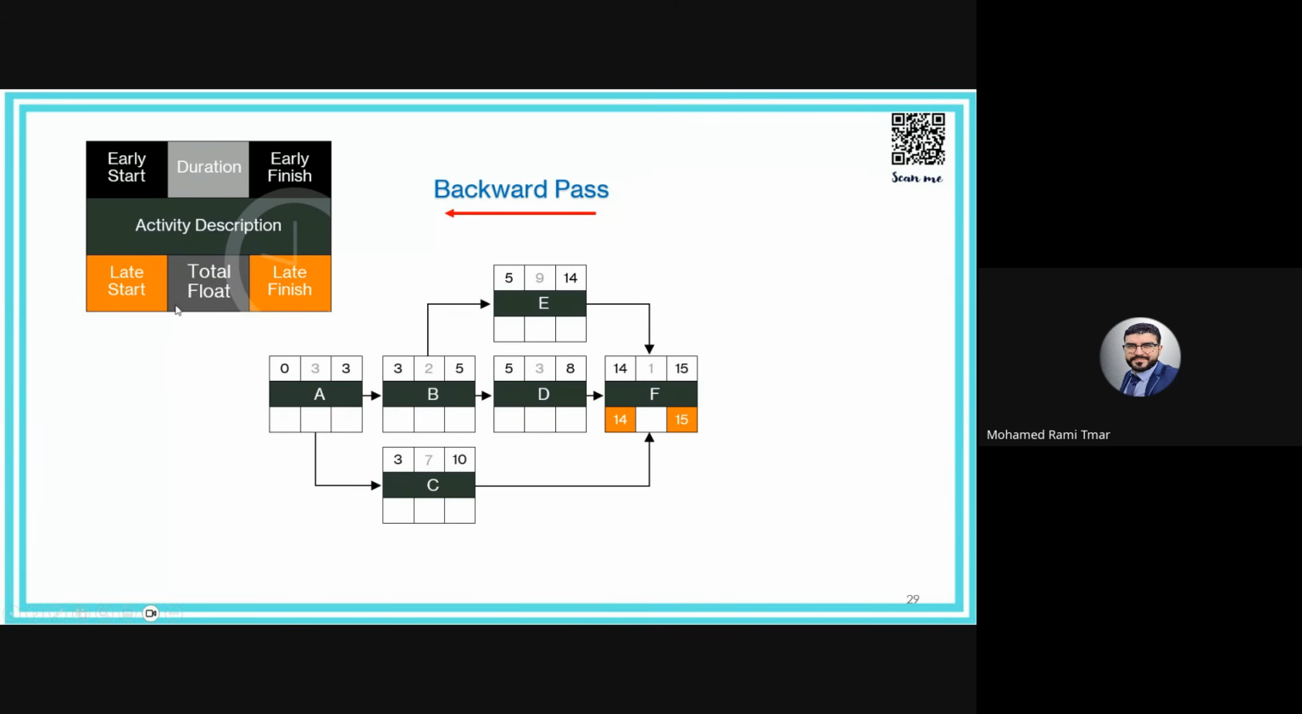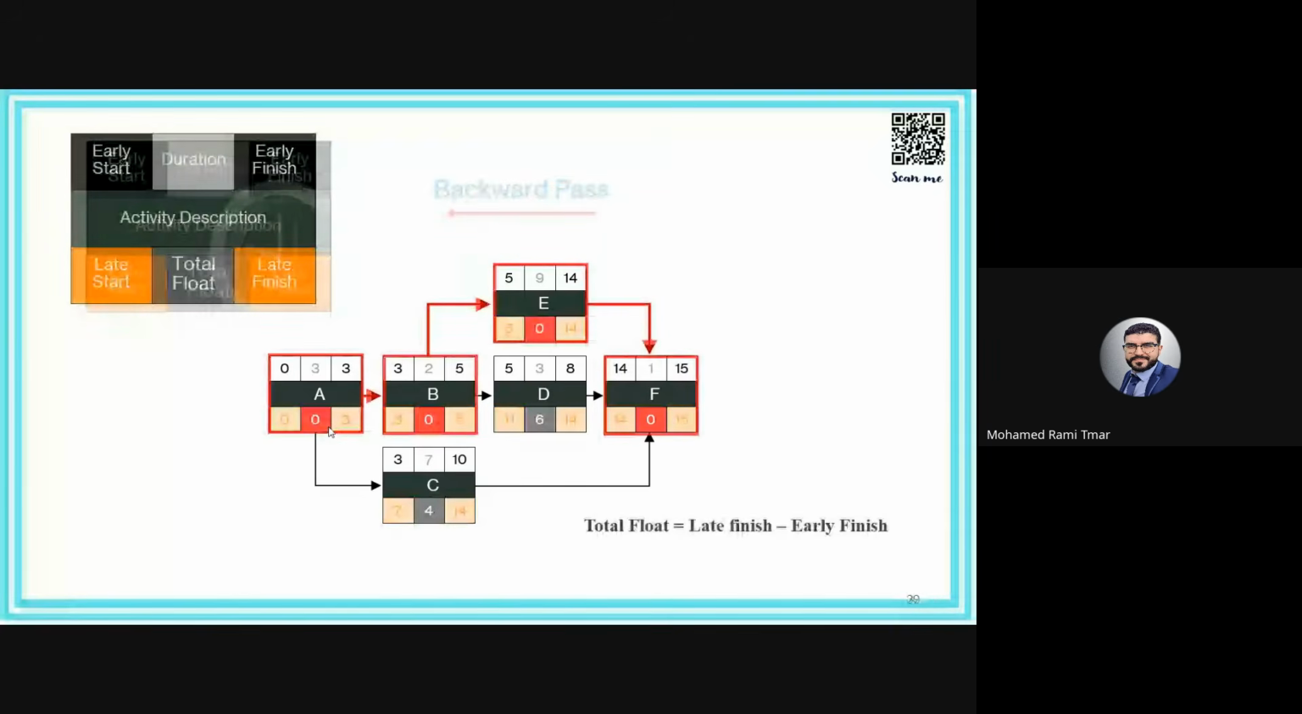15 minus 1, 14. It will be assigned to E, D, and C. 14 minus 9, 5. 14 minus 3, 11. Between 11 and 5, we take 5 since 5 is the lowest one. 5 minus 2, 3. 14 minus 7, 7. So between 3 and 7, we take 3. 3 minus 3, 0. Okay, good.